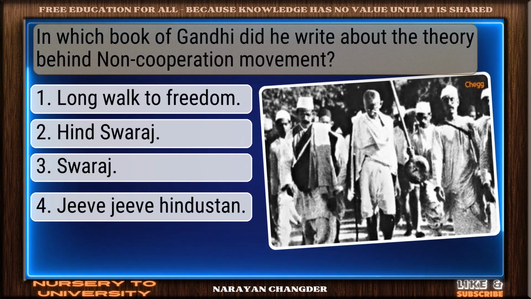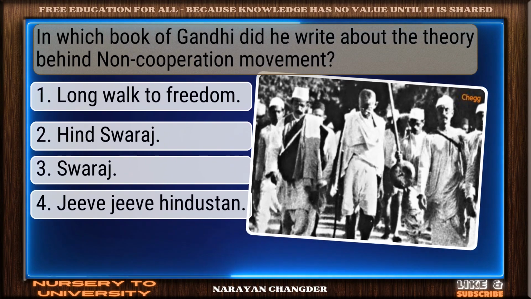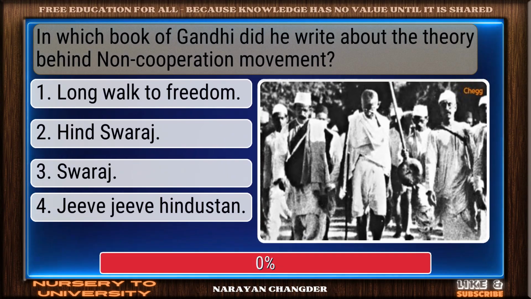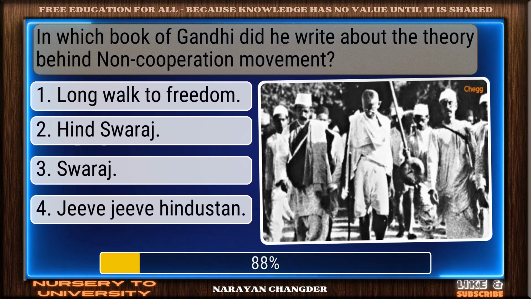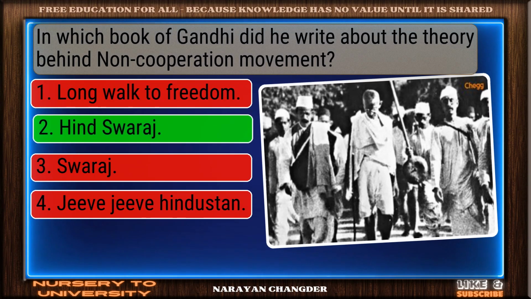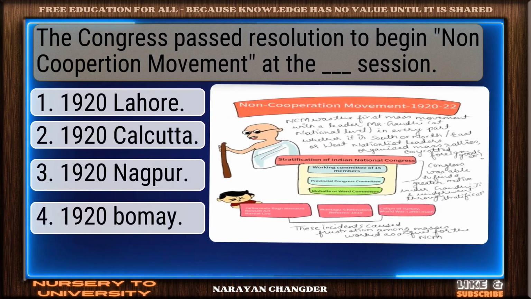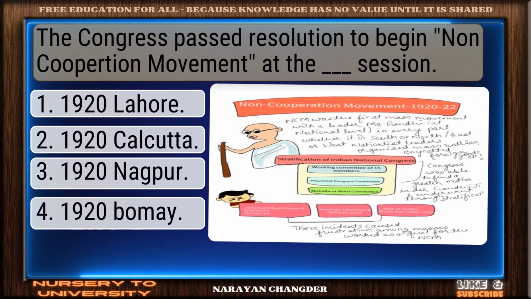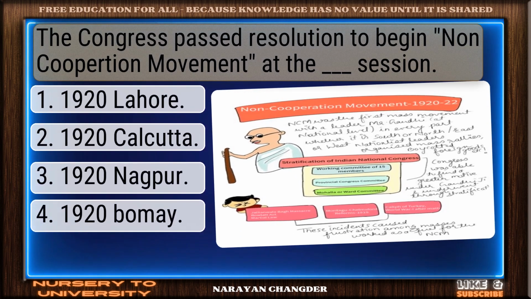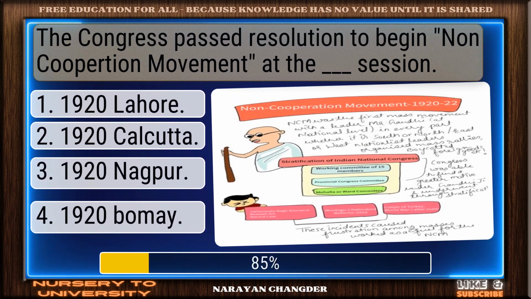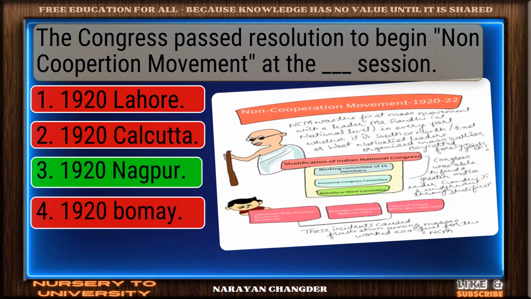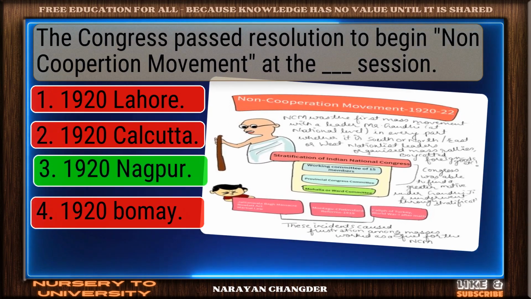In which book did Gandhi write about the theory behind the non-cooperation movement? You're right. Hind Swaraj is correct. The Congress passed a resolution to begin the non-cooperation movement at the Nagpur session. Great thinking. 1920 Nagpur is right.